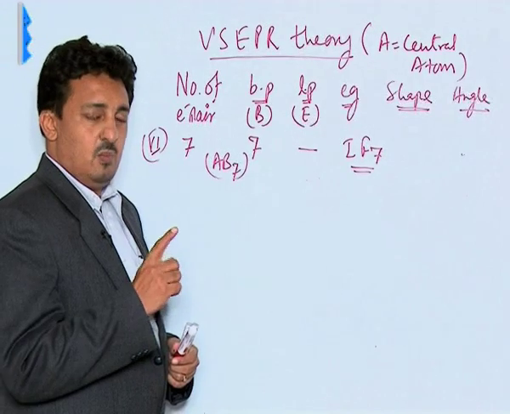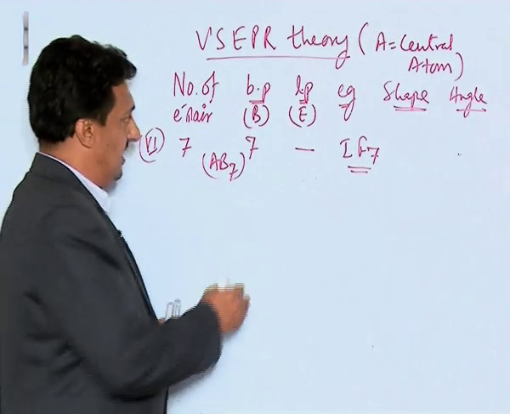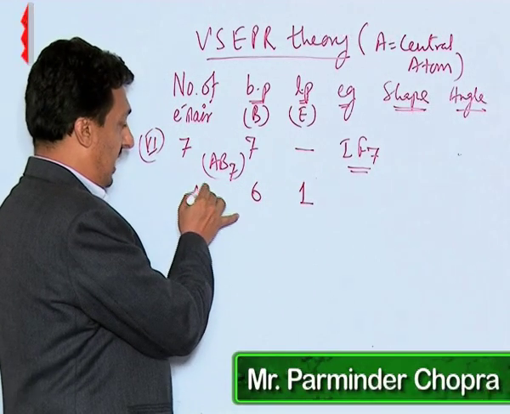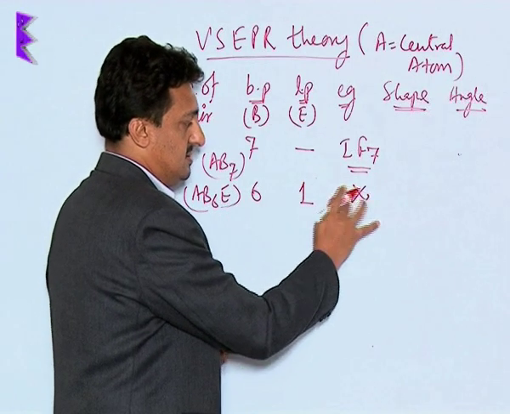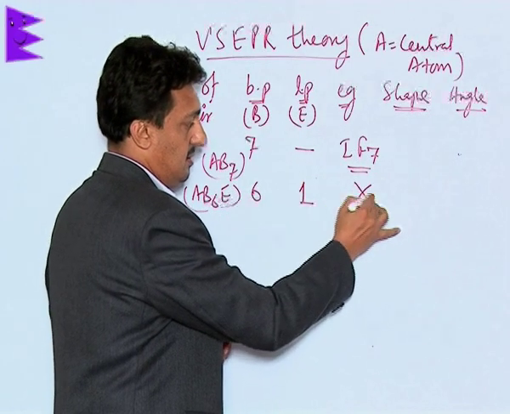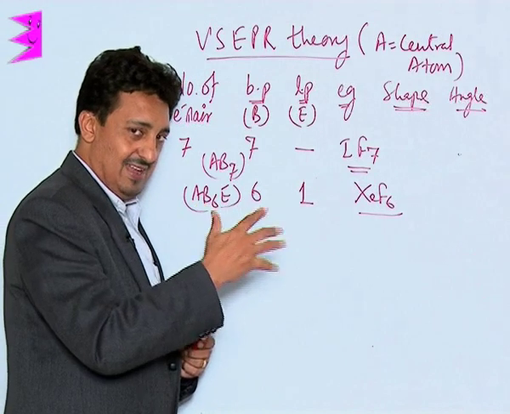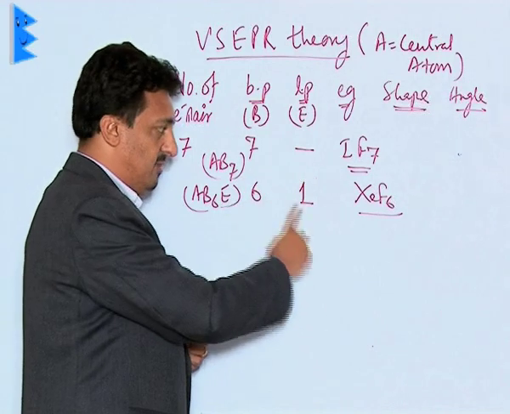We have one more case in the category in which the central atom has 7 electron pairs. It's the one having 6 bonded pairs and 1 lone pair. It's called AB6E. The example is xenon hexafluoride. Xenon, out of the 8 valence electrons, 6 go to the 6 fluorine, so it forms 6 bonded pairs. 2 electrons left form the 1 lone pair.